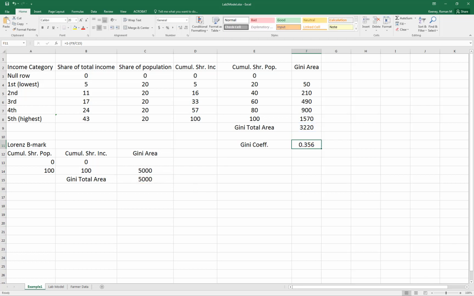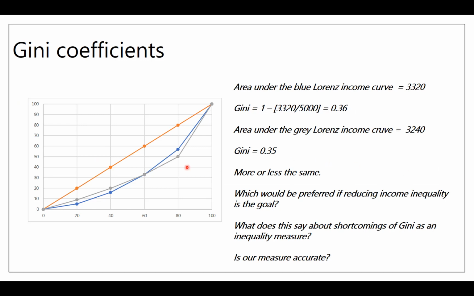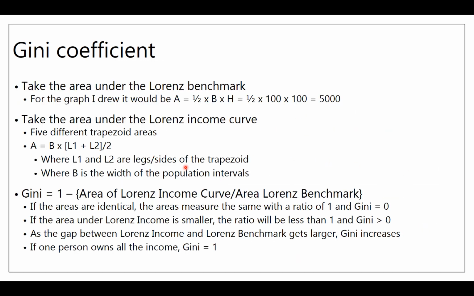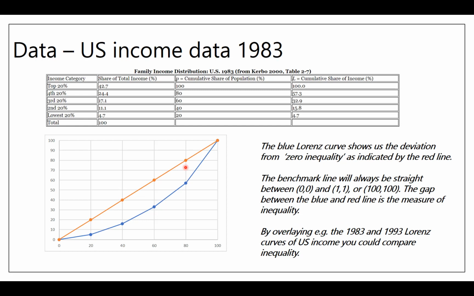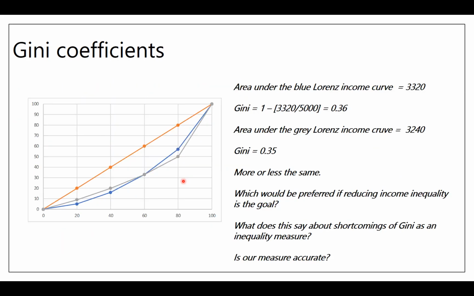Okay, so let's just look back at our slides really quick and see what we have. Is this it? Yeah. Okay, so again, we find the area under the total orange triangle. Find each of these areas one at a time, add them up, and that's how we're going to calculate the Gini coefficient.